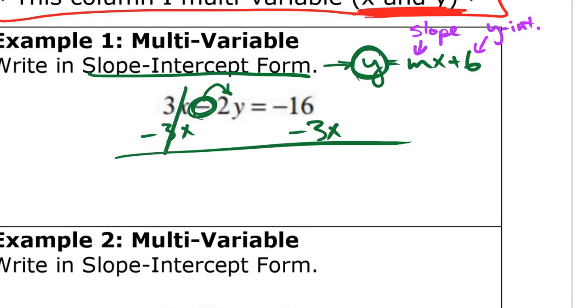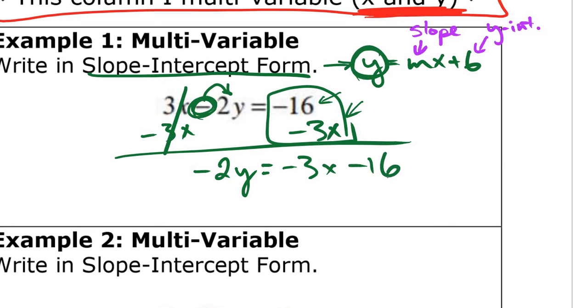All right, 3x minus 3x is 0. We don't have to write the 0 there. Then left on the left side is still negative 2y equals, can I combine these? You should think no, because this is a regular number and this one's a variable number. Like terms can only be combined, and these are not like terms. All right, so we have negative 3x minus 16.